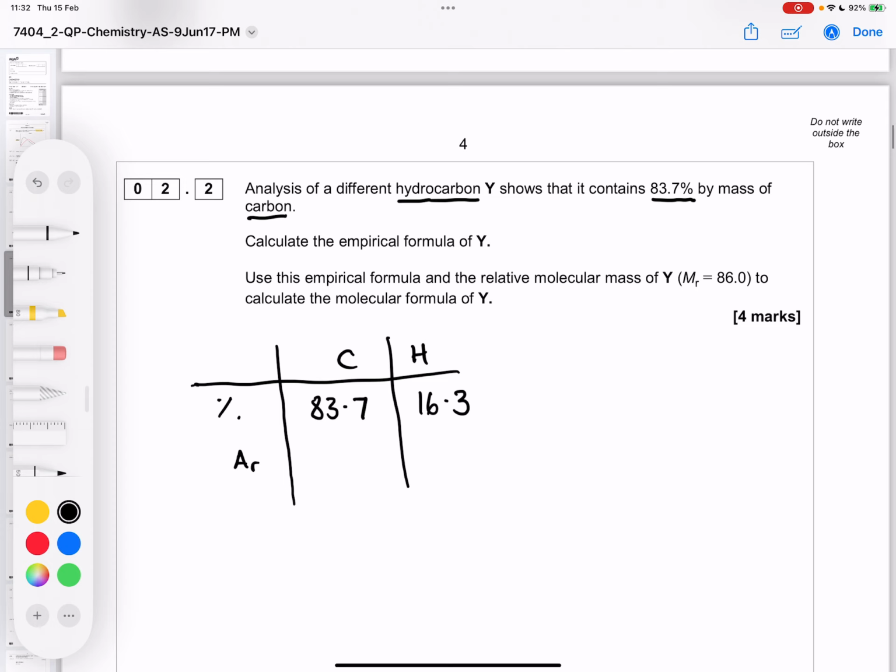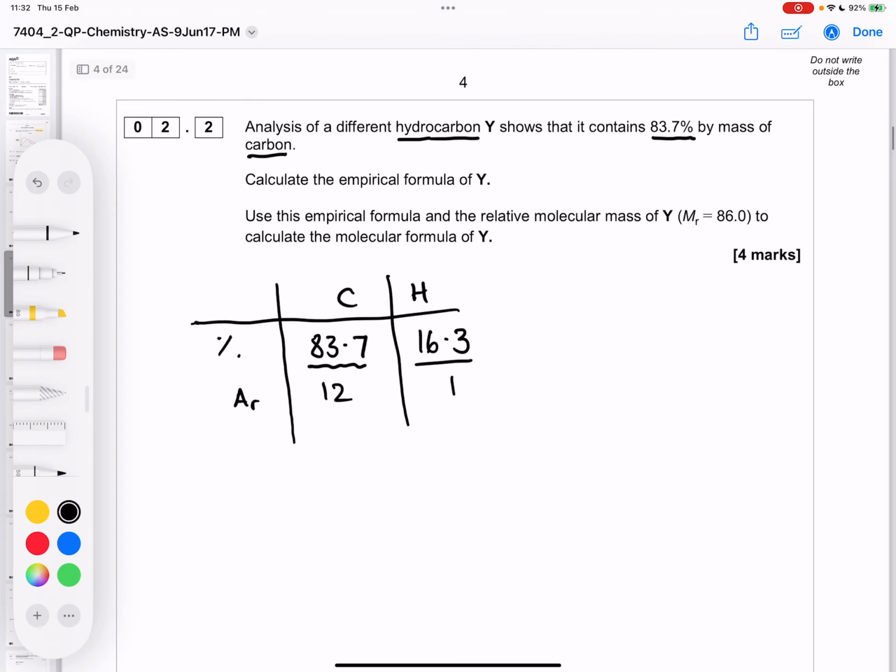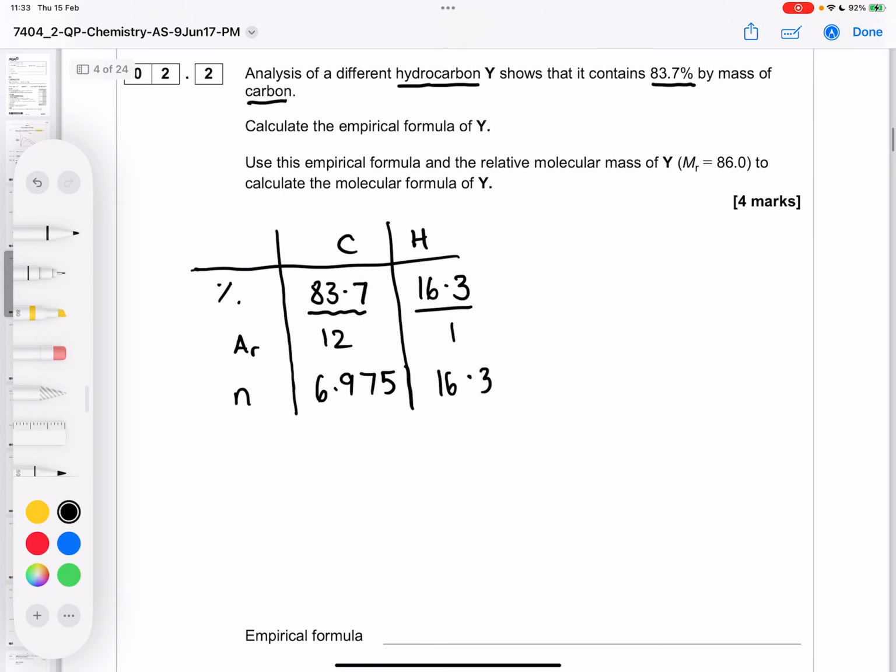If we convert mass to moles, we divide them by their ARs, then we will get the moles of each of these. So on our calculator, we get 6.975, and then we had 16.3. So we divide them by the AR to convert them to moles, and then we want to find the simplest ratio. So we divide them by the smallest. So we're dividing both by 6.975. And then we're getting 1 to 2.33.